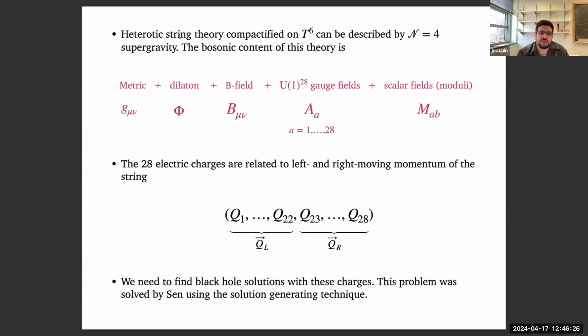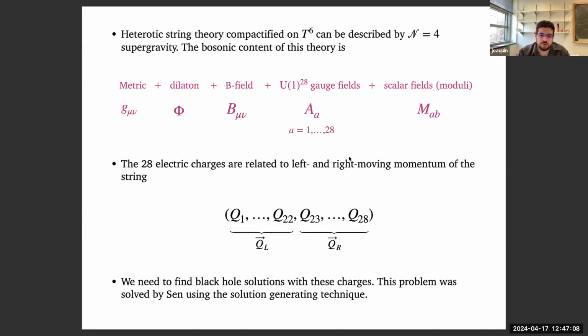Since supergravity, the heterotic string compactified on T6 can be described by N=4 supergravity, and the bosonic content of this theory is the metric, the dilaton, the B field. We have 28 gauge fields and a lot of scalar moduli. The 28 gauge fields come with 28 charges, and those charges can be interpreted as precisely the left moving momentum of the string when in T6. That's the first 22 components, and the last 6 components can be interpreted as the right moving momentum.